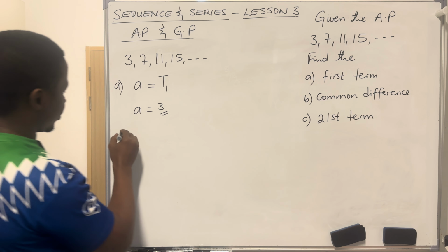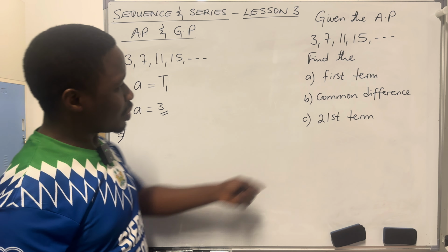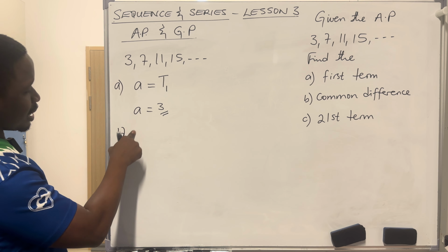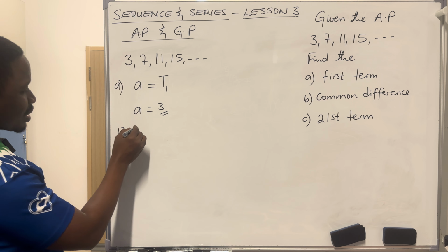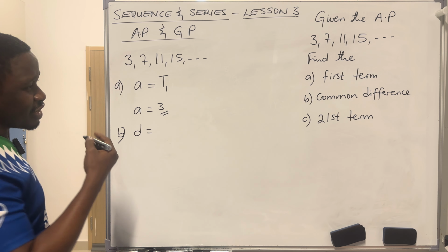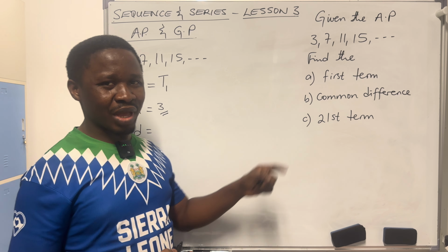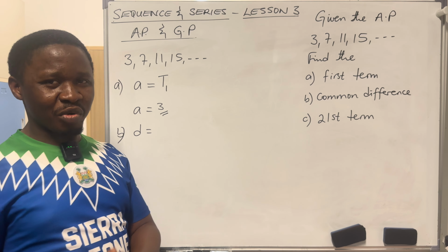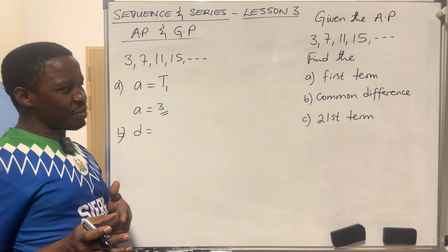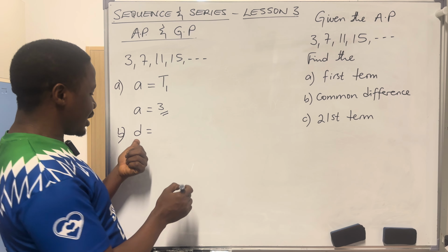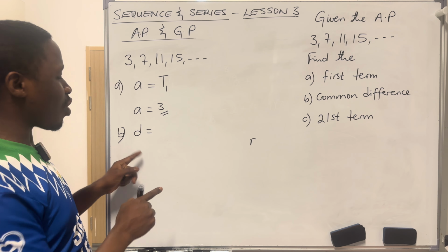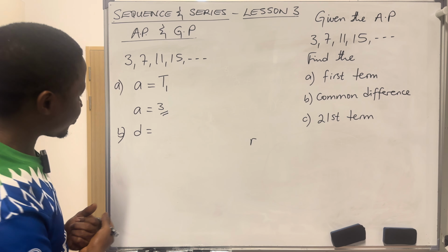Okay, so B, we want to find the common difference. In AP, the common difference is D. In GP, we don't have common difference. We have common ratio. AP, common difference. GP, common ratio, and that is not D, it is R. But in AP, we don't have common ratio. We have common difference, which is D.